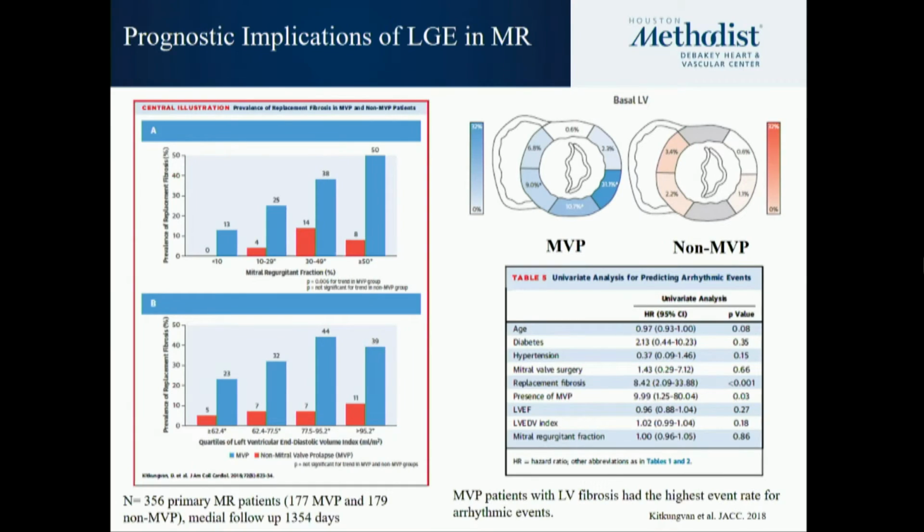We know this is out of Dr. Shah's group, actually. What they found in this population with mitral regurgitation is they compared two groups, mitral valve prolapse patients and non-mitral valve prolapse patients, in 356 total patients. So what they found was those with mitral valve prolapse, regardless of the amount of regurgitation that they had, had a higher incidence or prevalence of having replacement fibrosis, and this is mostly located in the basal and lateral segment, and that this was associated with a higher event rate for arrhythmic events down the road.